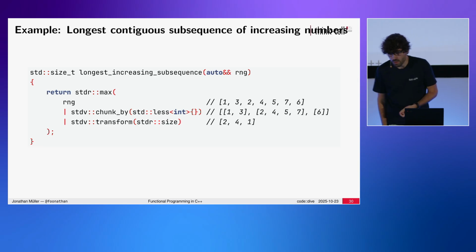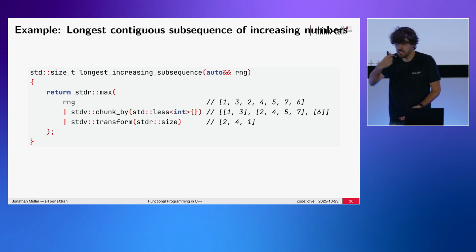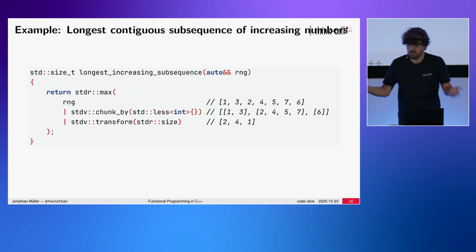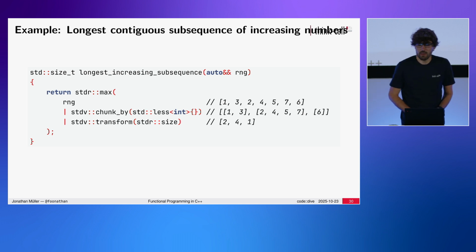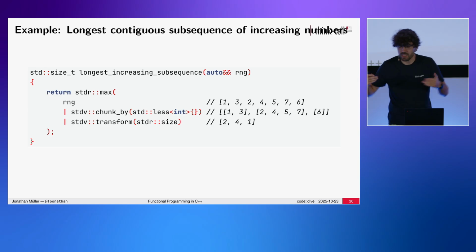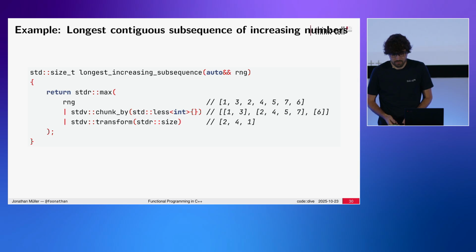Now we don't want subranges, we only want the sizes. So we pipe that into transform, give it .size, and this maps each chunk to the size of the chunk. And then we just want the maximum of all of those, and so we immediately get 4. This is where views really start to shine, when we have non-trivial problems that we can very easily compose into individual views and pipe them together.